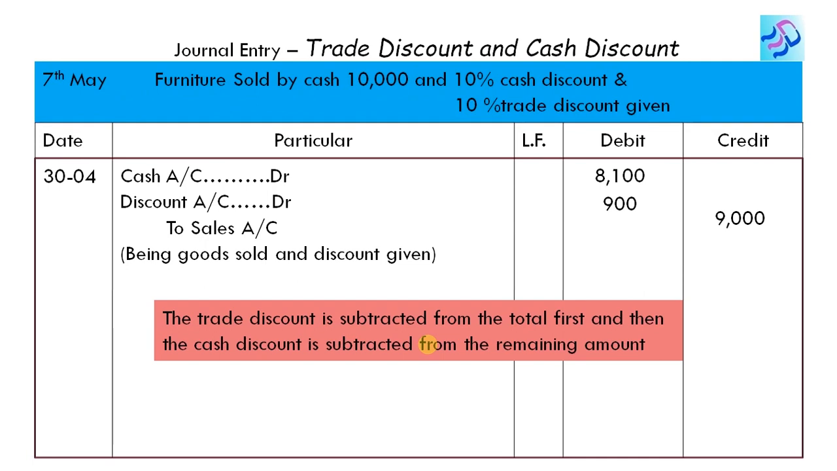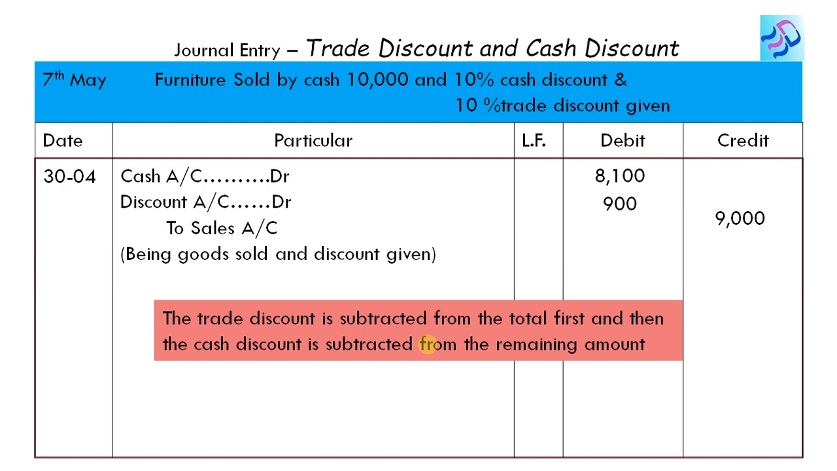For example, furniture sold by cash 10,000 and 10% cash discount and 10% trade discount given. As in purchase, first of all we deduct the trade discount, and from the remaining amount we deduct the cash discount. The journal entry is cash account debit, discount account debit to sales account. In the sales account, we don't enter the full amount, that is 10,000. We enter the amount after the trade discount, that is 90% of 10,000. We keep 9,000 only in sales account.